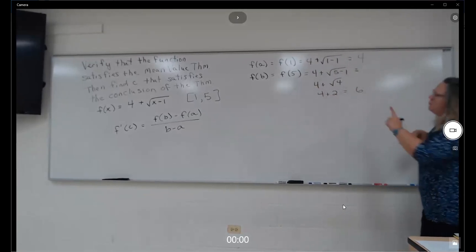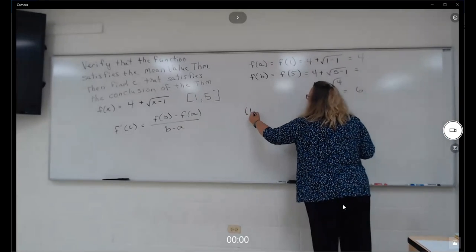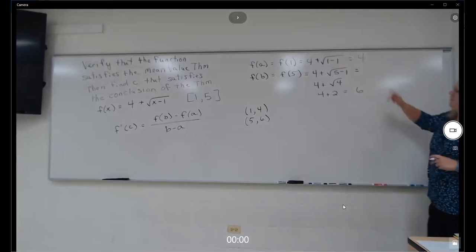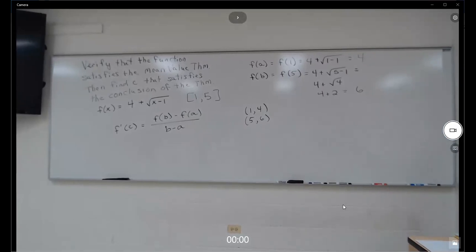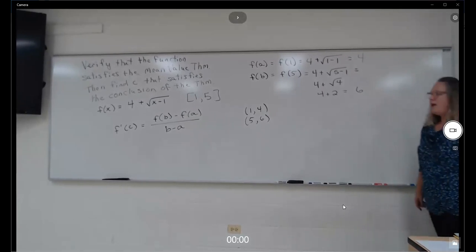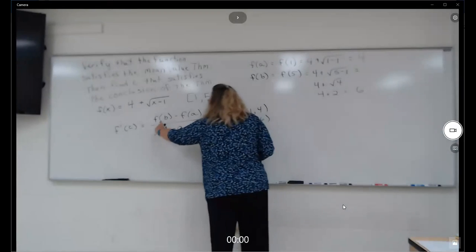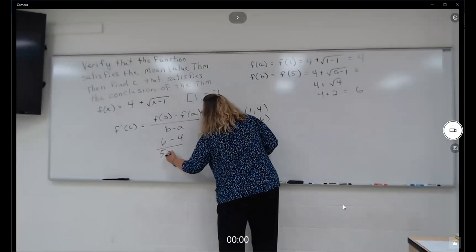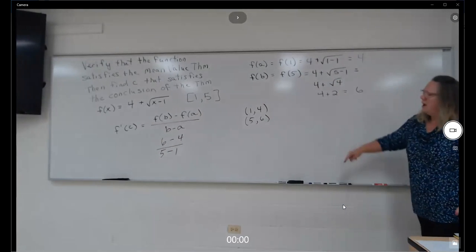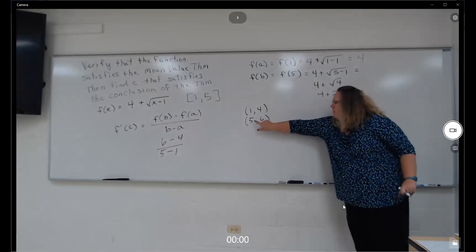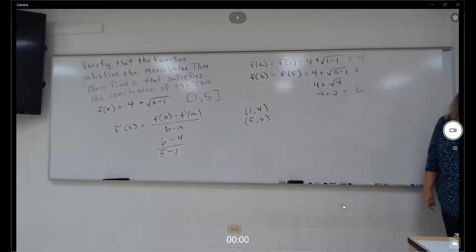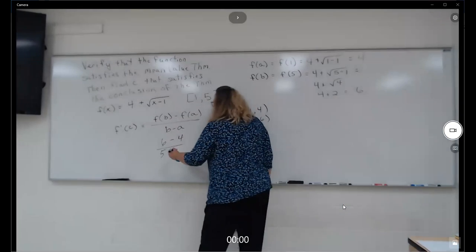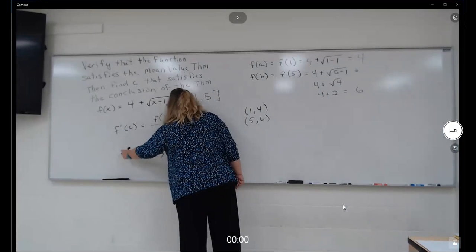So it's up to you, we can write it as points. We could write it as 1 comma 4 and then 5 comma 6. Or you can just read it from what you just found, however you like. I like to just write it like this and then write y2 minus y1 over x2 minus x1. I think I erased it. Any ideas what we should write here?